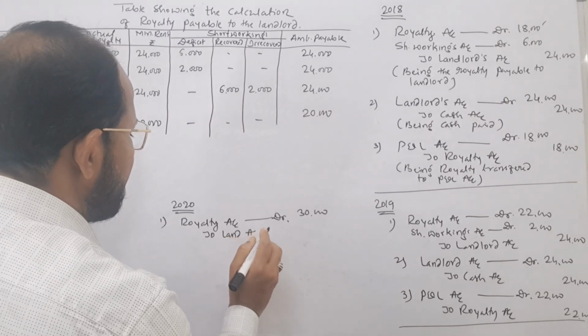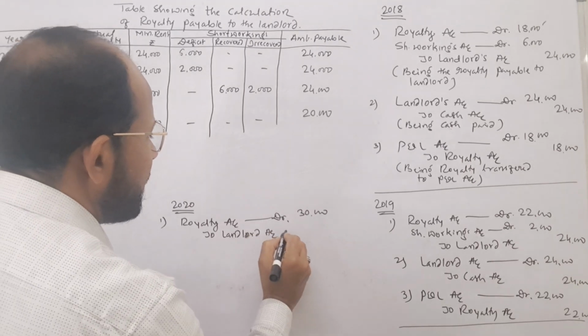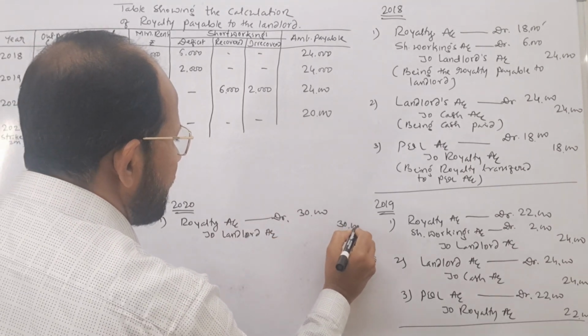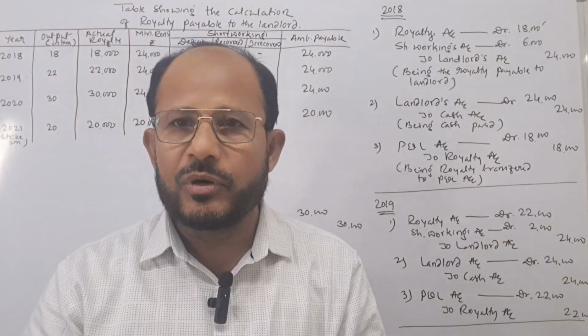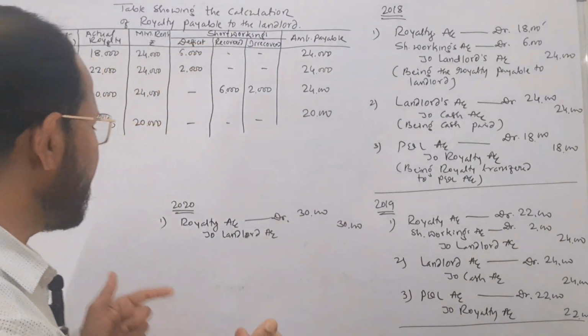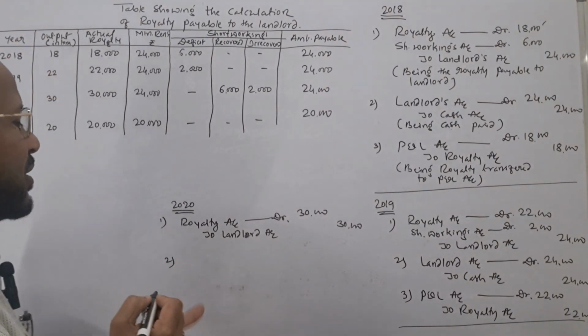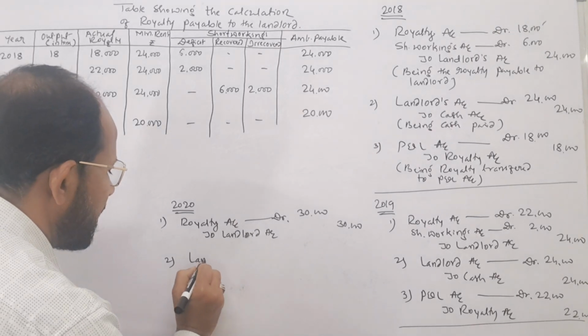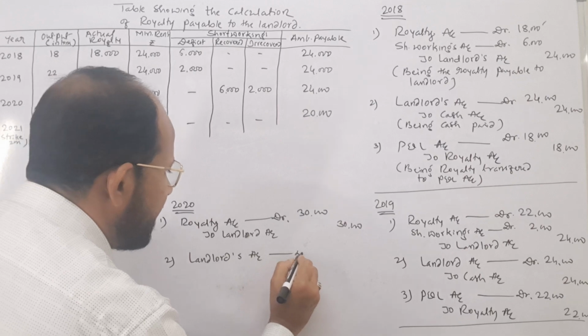To landlord account, rupees how much? 30,000. This is the entry which we have to pass for the amount of royalty payable. When the amount is payable, that time we pass this entry. When the cash is paid to landlord, what journal entry do you pass? Landlord's account is to be debited.